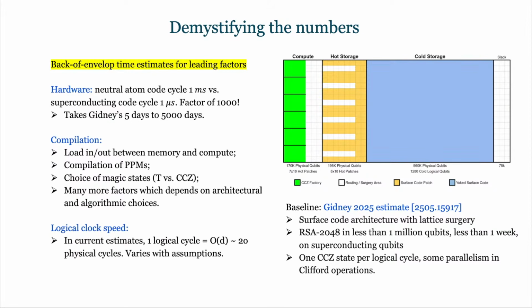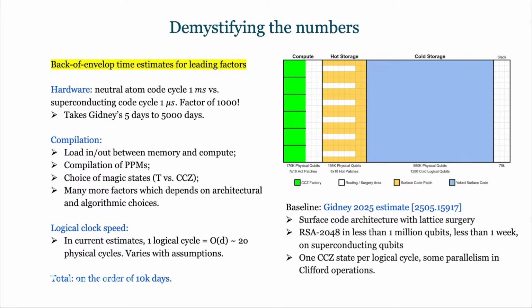Another factor is logical cycle speed. So I tell you that one code cycle is, say, 1 millisecond, but I tell you that you get one magic state per logical cycle. What is a logical cycle? Well, a logical cycle is, at the moment, around 20 physical cycles, and this varies, again, based on your assumptions, but that's also a significant factor. So if you put all of these together, you easily get to the order of like 10,000 days, just by multiplying all the factors together.